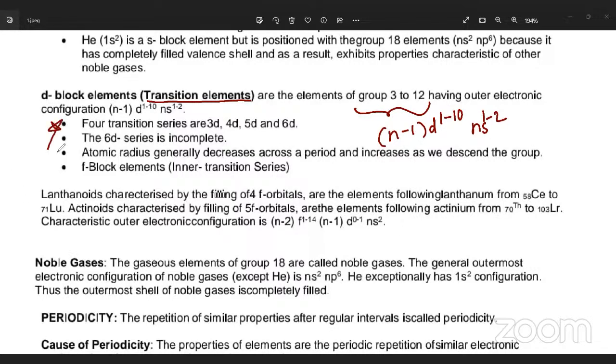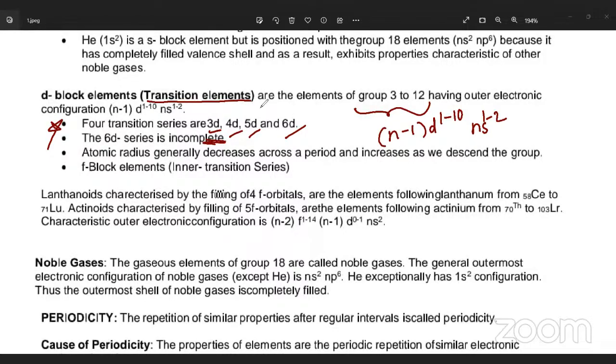There are 4 transition series, that is the 3d, 4d, 5d, and 6d transition series. D block has more elements as compared to the others. They are divided into the 3d series because the last electron occupies the 3d orbital. If it enters the 4d, it is called the 4d series. If it enters 5d, it is the 5d series. If it enters 6d, it is the 6d series, and the 6d series is incomplete.